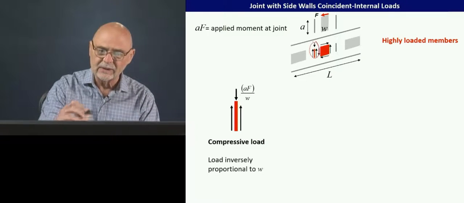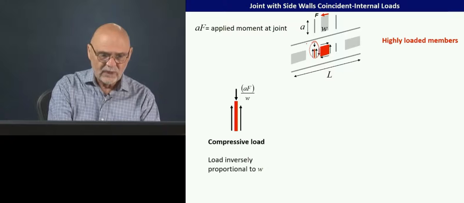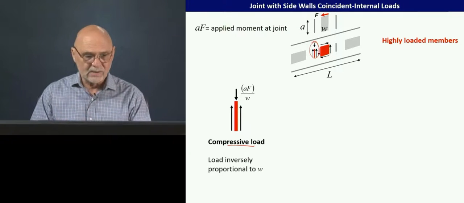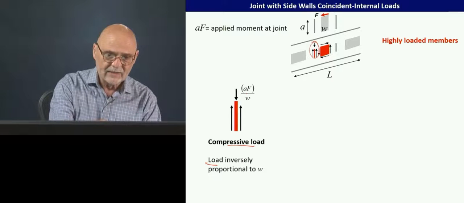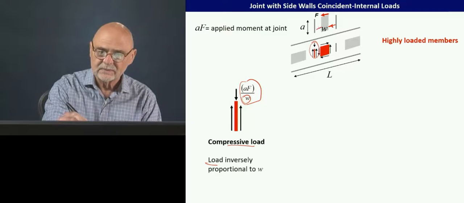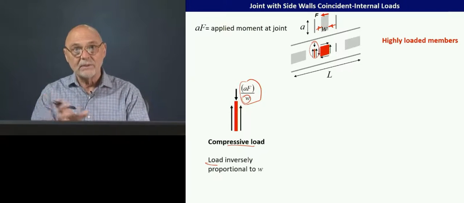Okay, so let's take a look at these in a little more detail. Here is the bar element. We have a compressive load, like I mentioned, so it's going to be prone to buckle. The load is inversely proportional to W. W is this dimension here for how wide that top beam is.